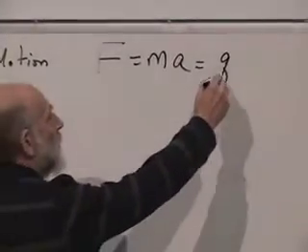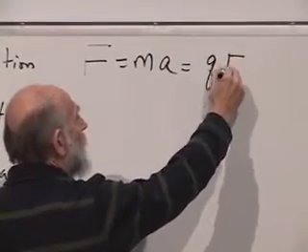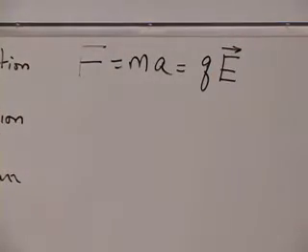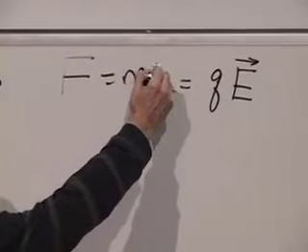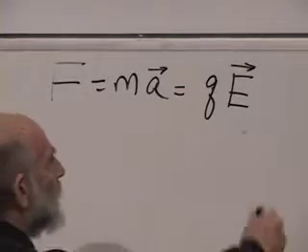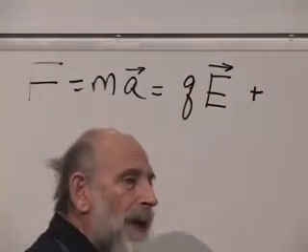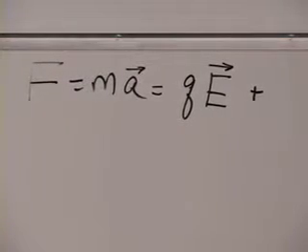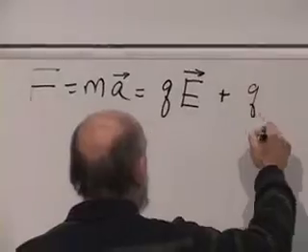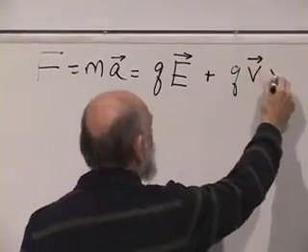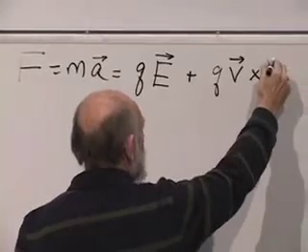Then there's a term proportional to the electric field. The electric field is a vector. That makes sense. Acceleration is a vector. And a magnetic term, which is velocity dependent. Depends on the velocity. Again, it's proportional to the electric charge. It contains the velocity vector cross the magnetic field.